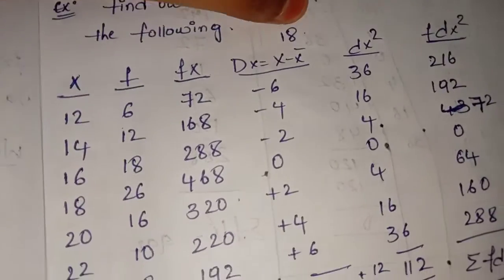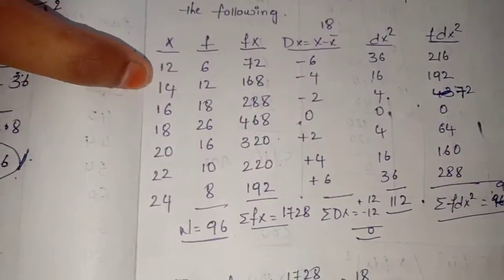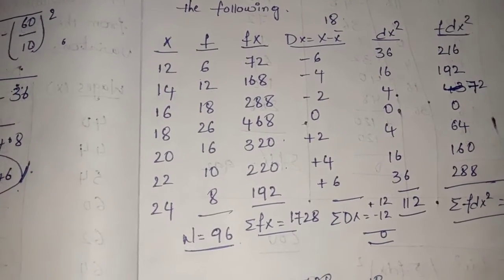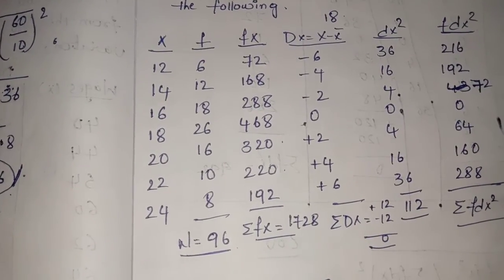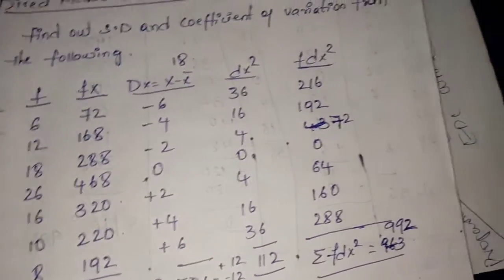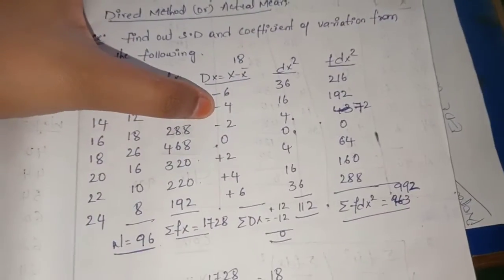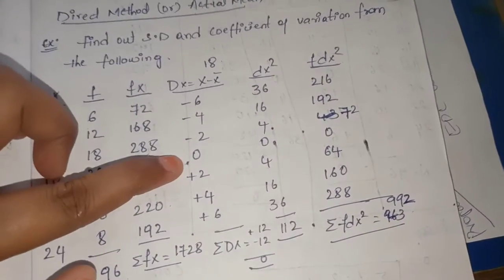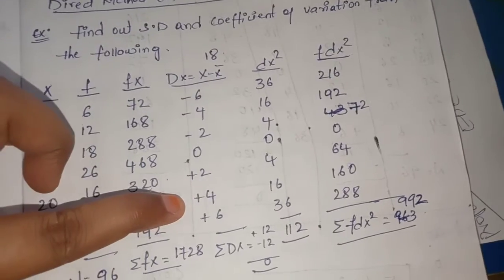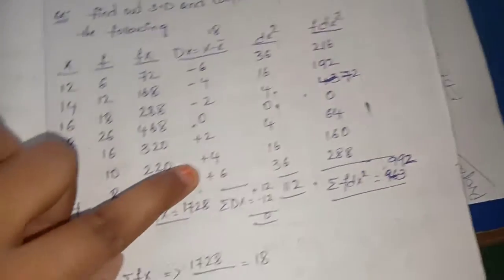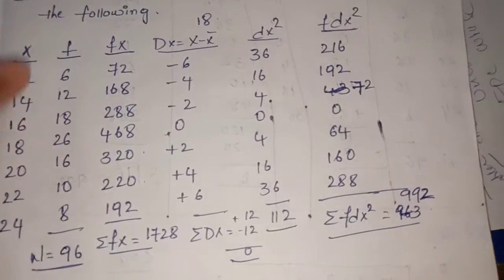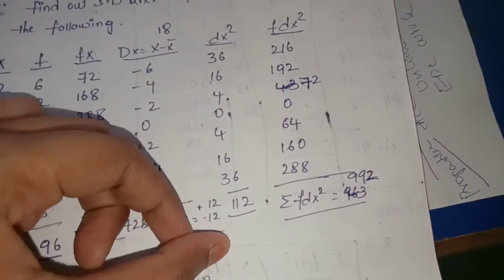So 12 minus 18 will get minus 6, and 14 minus 18 will get minus 4, 16 minus 18 minus 2, 18 minus 18 0, and 20 minus 18 will get plus 2, 22 minus 18 plus 4, and 24 minus 18 will get plus 6. Now we have to find out dx square. So 6 into 6 36, 4 into 4 16, 2 into 2 4, 0, 2 into 2 4, 4 into 4 16, and 6 into 6 you will get 36. Now the total of dx square you will get 112.